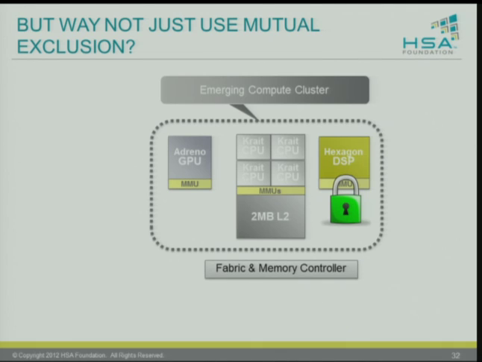But let's say the Hexagon takes this lock, right? It's going to be scheduled in some way that may not be controlled by a centralized high-level OS that's running on the Krait, for example.